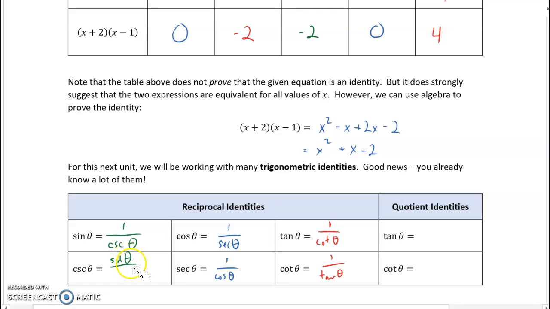So, I don't know what happened over here. My sine of theta just jumped. Gotta love OneNote.